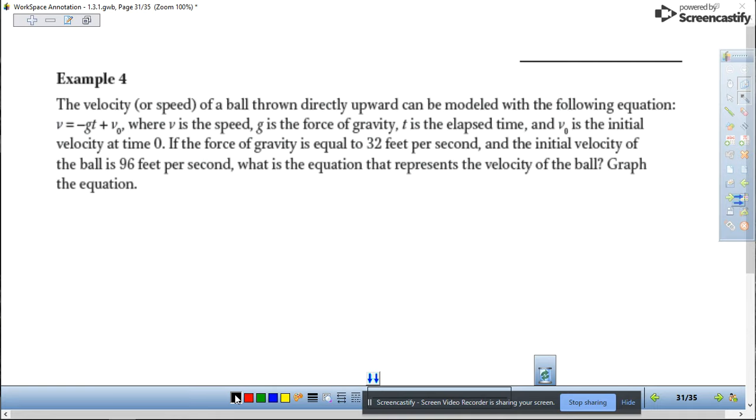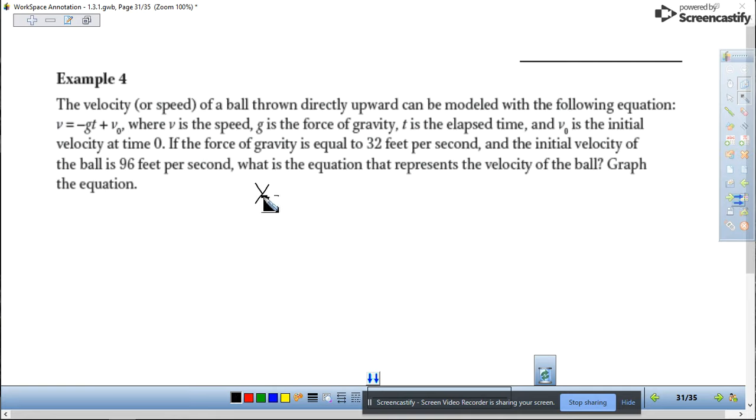So the velocity or speed of a ball thrown directly upwards can be modeled with the following equation: V equals negative g times t plus v sub 0. Okay? V is the speed, g is the force of gravity, t is your elapsed time, and v sub 0 is the initial velocity, at time 0. If the force of gravity is equal to 32 feet per second and the initial velocity of the ball is 96 feet per second, what is the equation that represents the velocity of the ball?